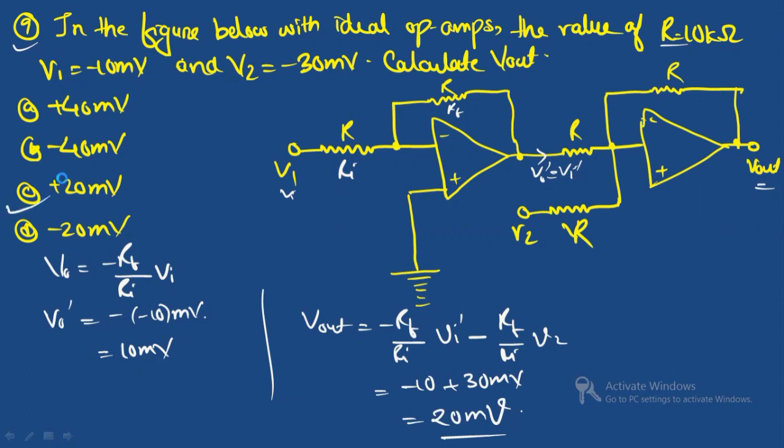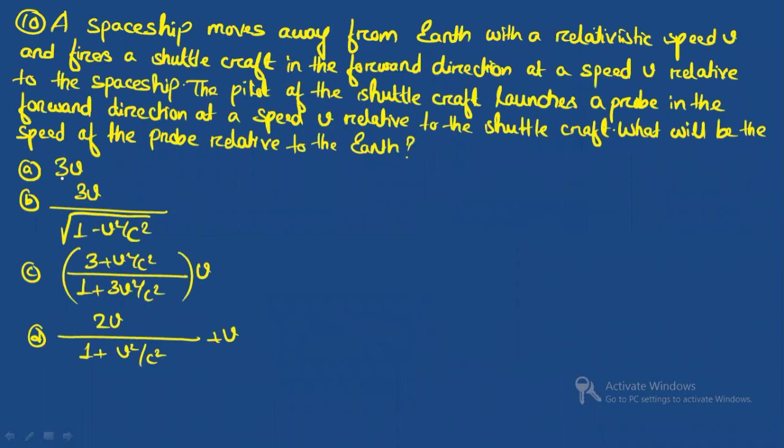Done. Now let's see the next question. Here it is said, a spaceship moves away from Earth with a relativistic speed and fires a shuttlecraft in the forward direction at a speed v relative to the spaceship. The pilot of the shuttlecraft launches a probe in the forward direction at a speed v relative to the shuttlecraft. What will be the speed of the probe relative to the Earth?